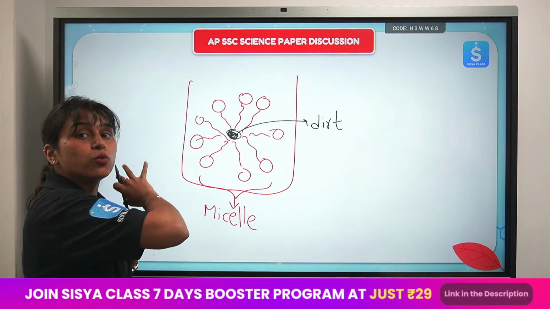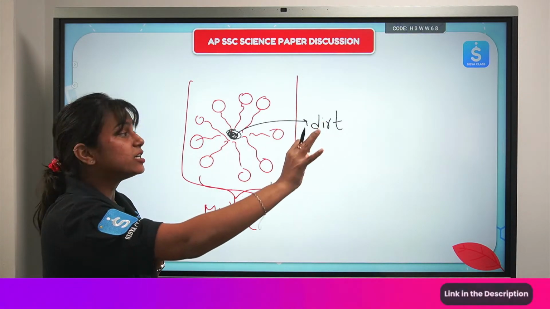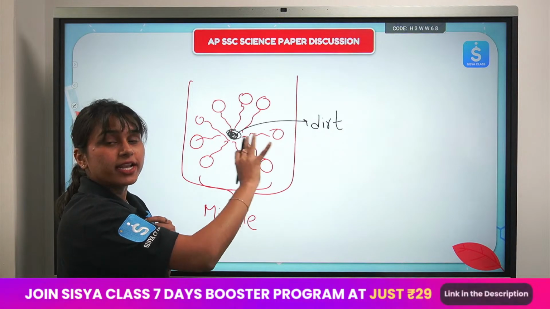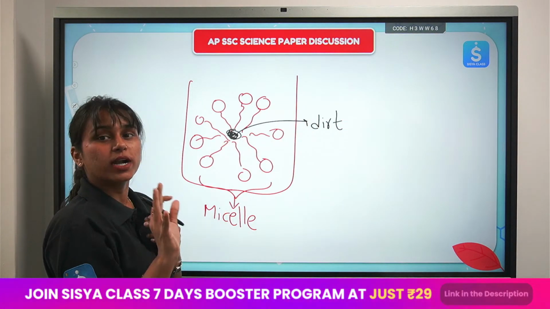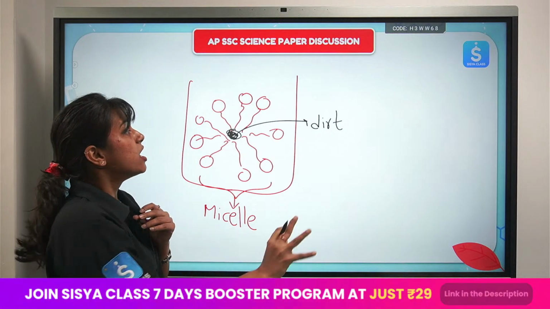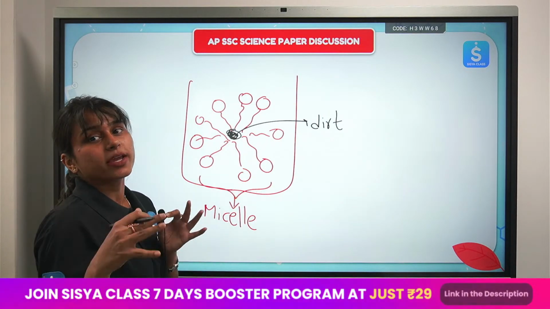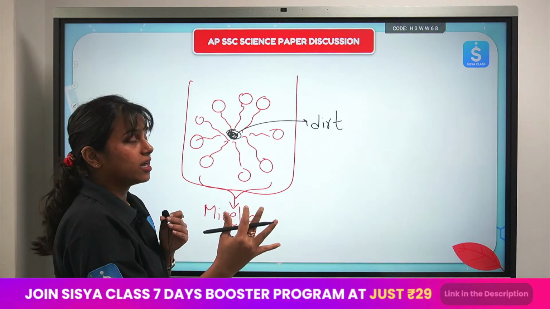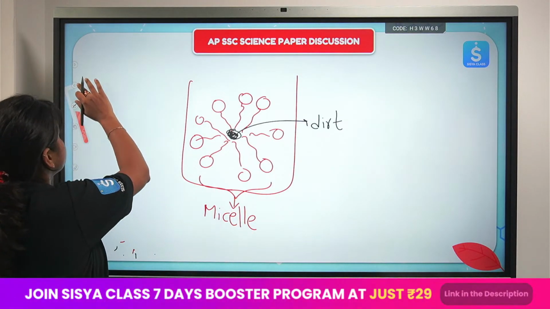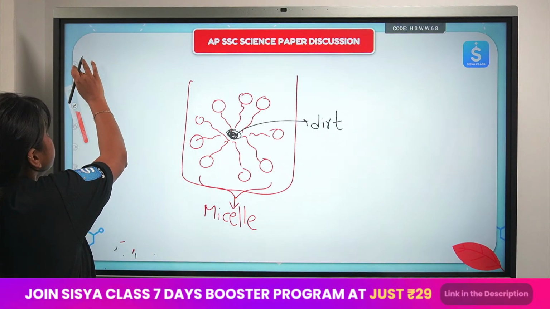And when you wash it off, when you rinse it off, all this dirt, oil and grease comes out of the water. I hope you understood the cleaning action of soaps. With the help of this diagram, you can explain it better and you can write in your words as well what I just said. I hope this is clear to you. Moving on to the next question.